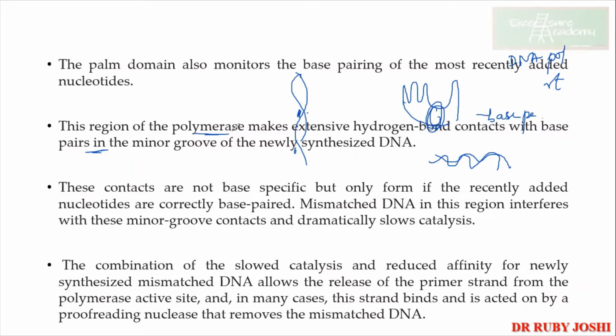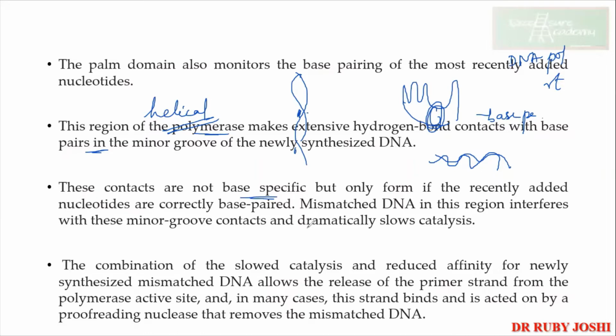ठीक है. Now ये भी किस लिए? Because it needs to have a proper helical structure. Otherwise, what will happen? The DNA is losing its property. Okay. So these contacts are not base specific. यहाँ पे हमें किसी sequence की जरूरत नहीं है. It can be random. Okay. But they only form if the recently added nucleotides are correctly base paired. So mismatched DNA in this region interferes with these minor groove contacts and dramatically slows catalysis.